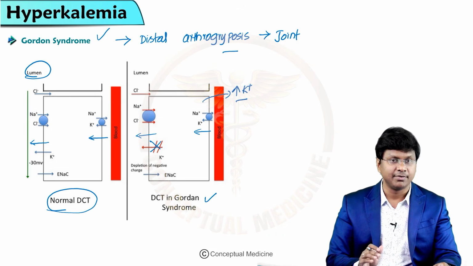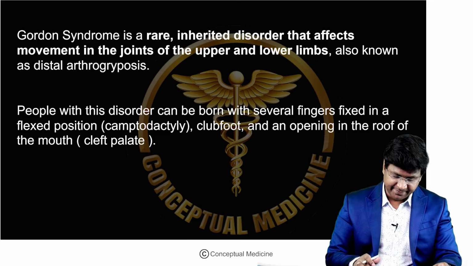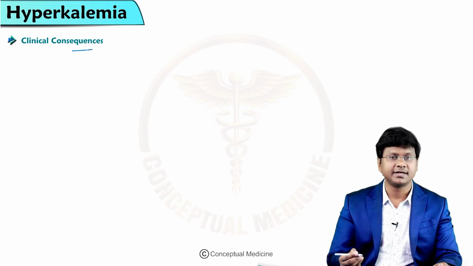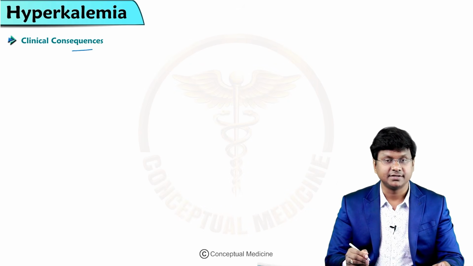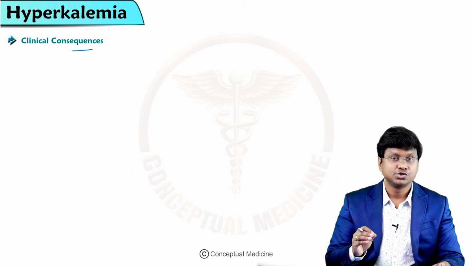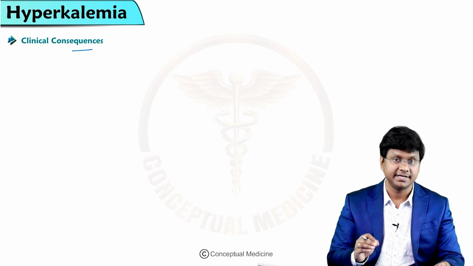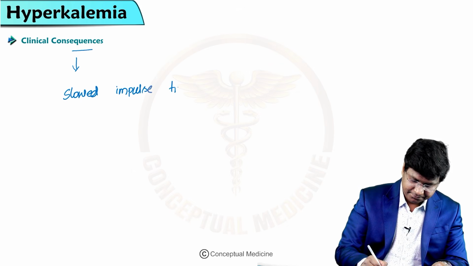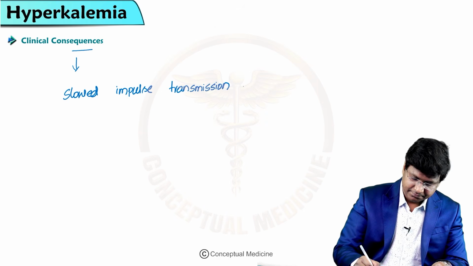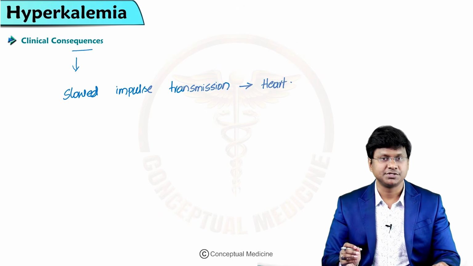Next, after having discussed the etiologies causing hyperkalemia, now you need to know the clinical consequences of hyperkalemia. So the principal threat of hyperkalemia is slowed impulse transmission in the heart. Okay, so there will be reduced impulse transmission, slowed impulse transmission in the heart.